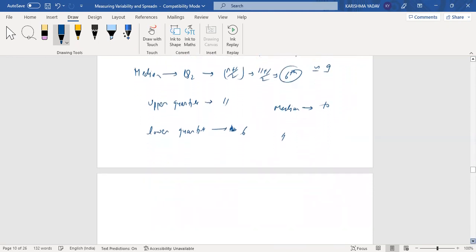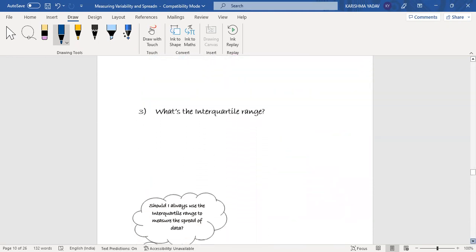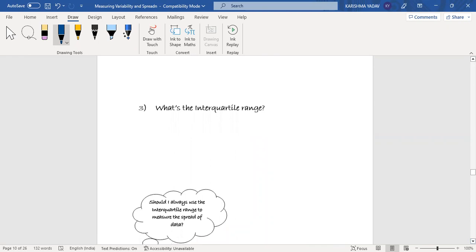Now let's look at the next question that is asked: what is the interquartile range? We got Q3 equal to 11 and Q1 equal to 6. The interquartile range is equal to Q3 minus Q1, that is 11 minus 6, which is 5, right?